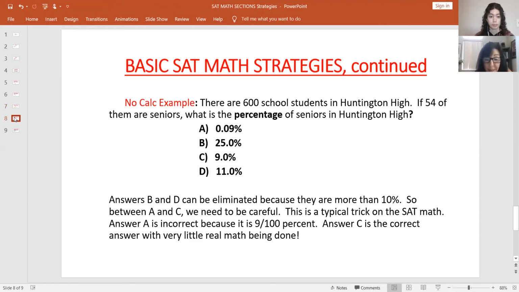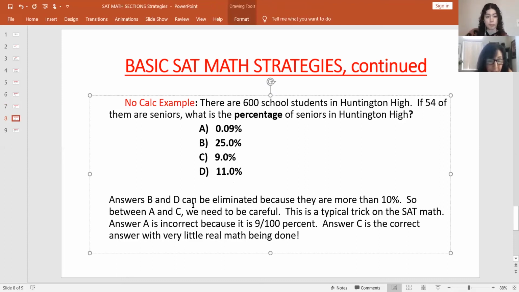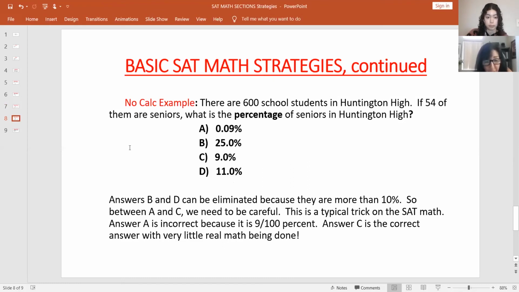Answers B and D can be eliminated because they are more than 10%. So without doing any basic math, just a teeny little percentage, you're eliminating B and D. And then between A and C, notice that there's some tricks involved. Be careful that you don't pick the wrong answer.